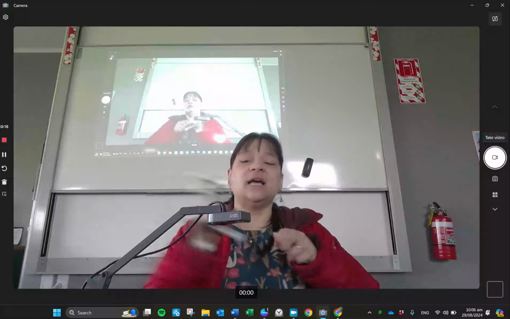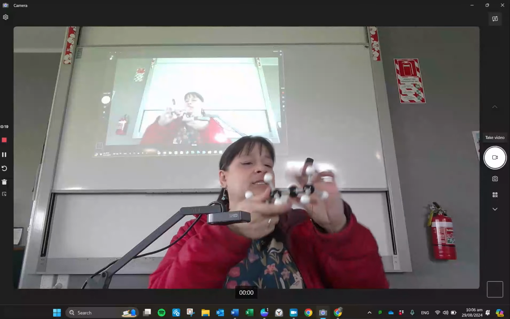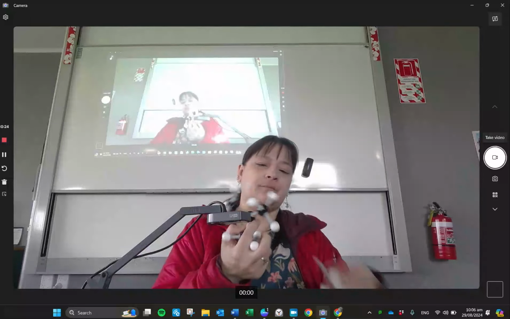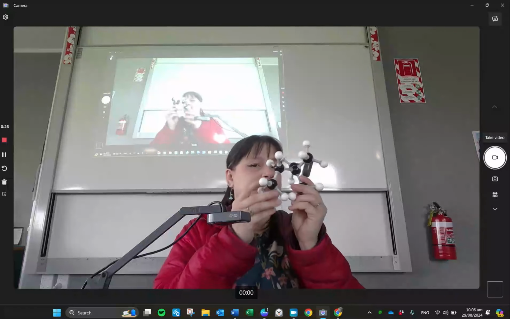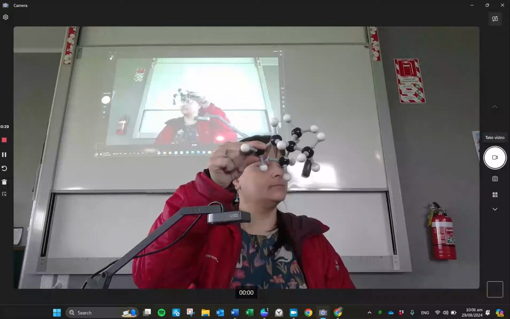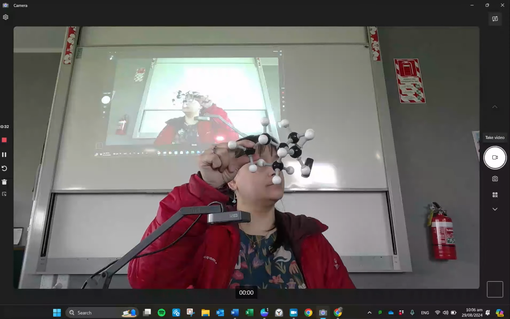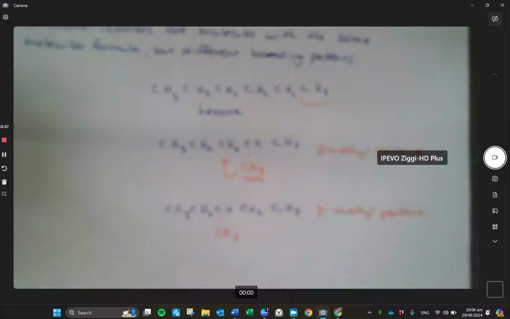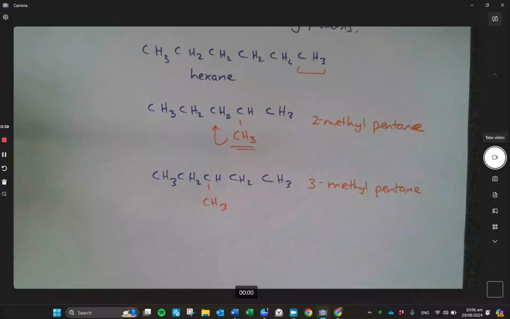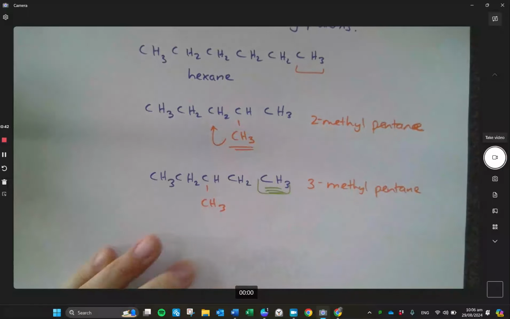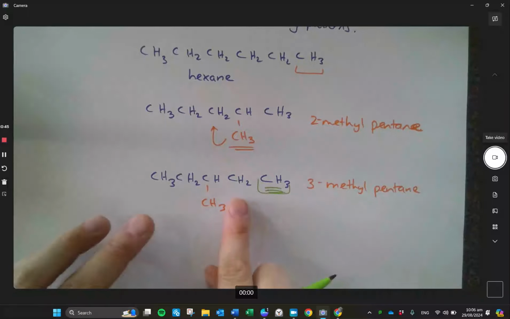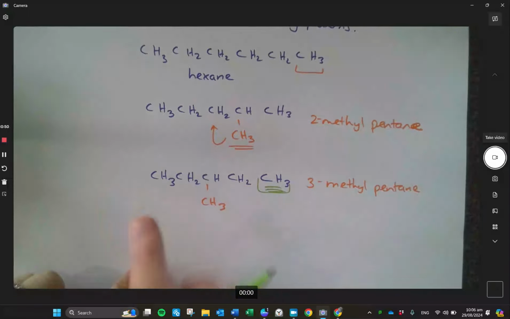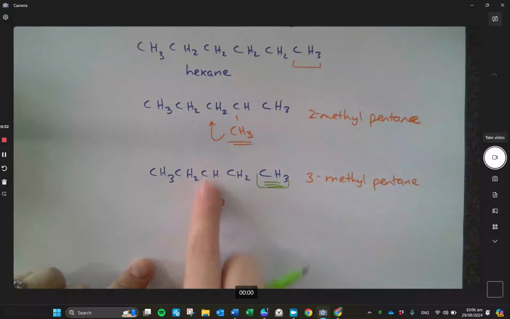So let's say, for example, I put both of the branches on this carbon here, number 2. It looks like that. Let me write it down, because I'm mindful you guys can't always see what I'm talking about here. So what I've done now is I've taken another methyl, this guy over here, and I'm moving it down the chain. Now I can't move it onto this carbon, because that's an end carbon, and I can't move it onto this carbon, that's an end carbon. So I'm going to move it onto this second carbon here.